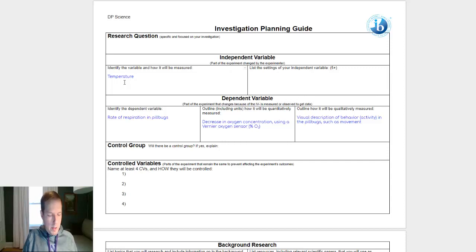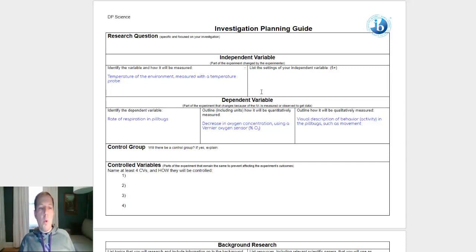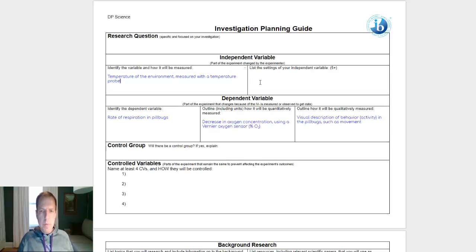So I need to identify the variable, which is the temperature of the surrounding environment, and I need to include how it's going to be measured. So in this case, I will measure that with a temperature probe. So now I know what it is that I'm measuring and how it is that I'm measuring it.